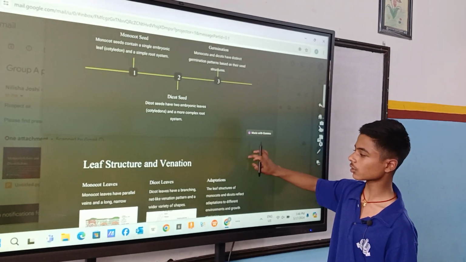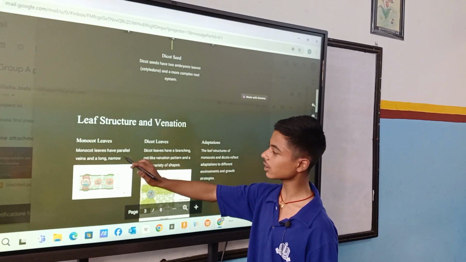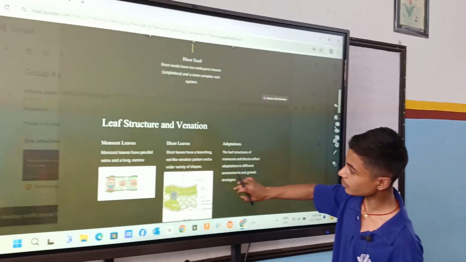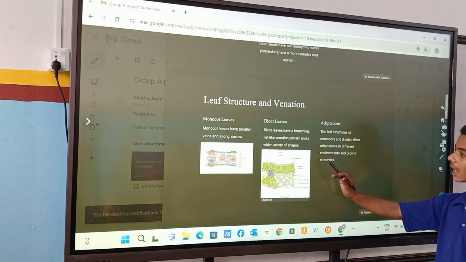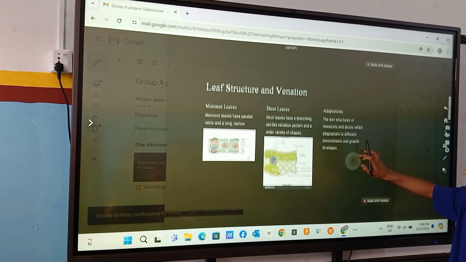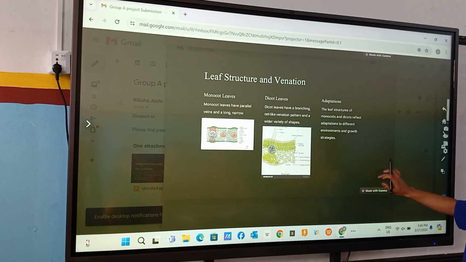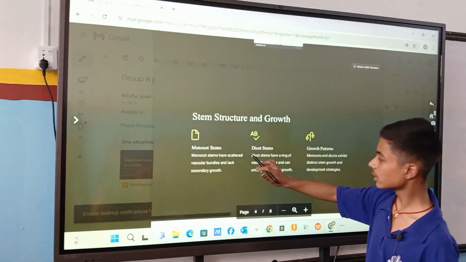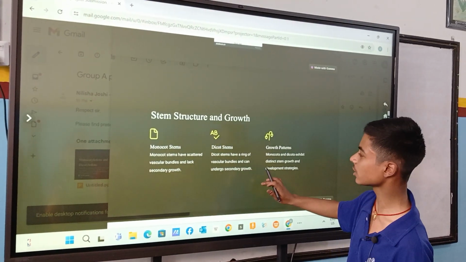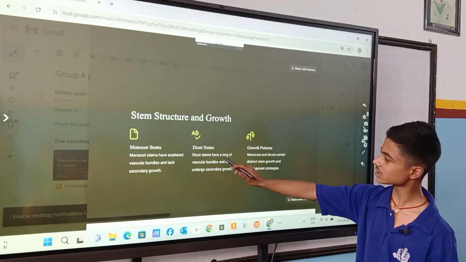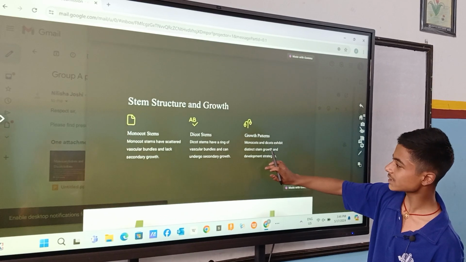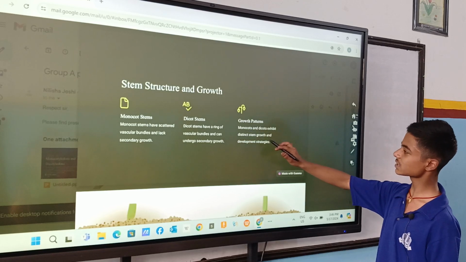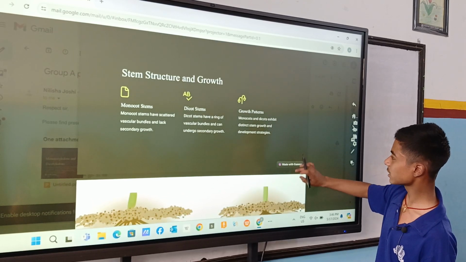There are different structures of monocot leaves and dicot leaves. Monocot leaves have parallel veins and are long and narrow, which supports the leaf and helps in the manufacture of food. Dicotyledon leaves have a branched, net-like venation pattern and a wider variety of shapes. Stem structure and growth: monocot stems have scattered vascular bundles and lack secondary growth. Dicot stems have a ring of vascular bundles and can undergo secondary growth. Growth patterns: monocots and dicots exhibit distinct stem growth and development strategies.